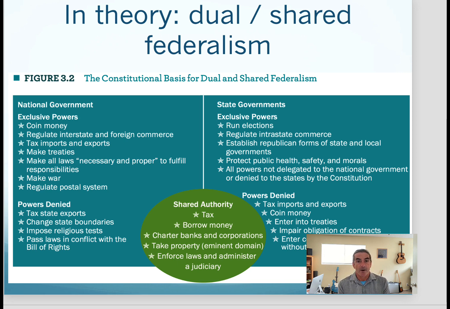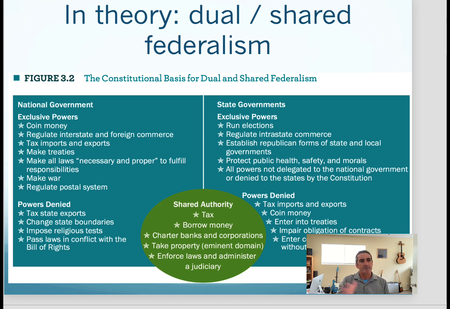The state governments are not allowed to tax imports and exports, or coin money, or enter into treaties. Remember, those are all the things that states were doing under the Articles of Confederation that led to all the chaos that our country was experiencing at the outset. And both the state and federal governments have the right to impose taxes, borrow money, charter banks and corporations, exercise eminent domain in taking property, and enforce laws and administer justice. There are criminal justice and legal systems and police systems at both levels, state and federal. There are courts at the state and federal levels.